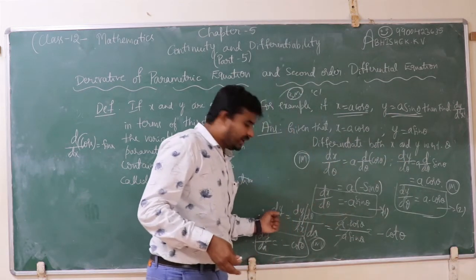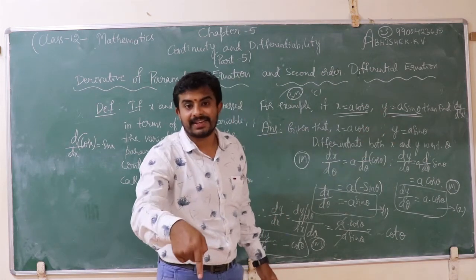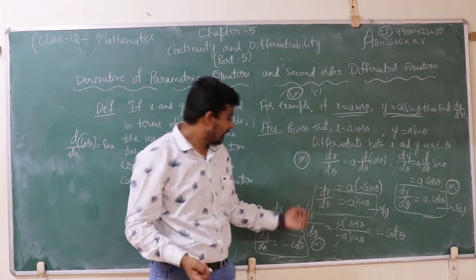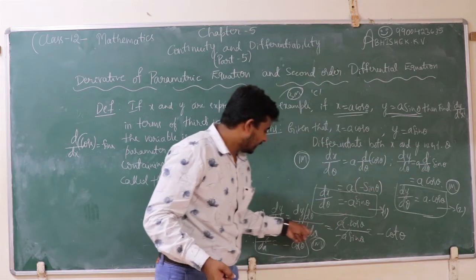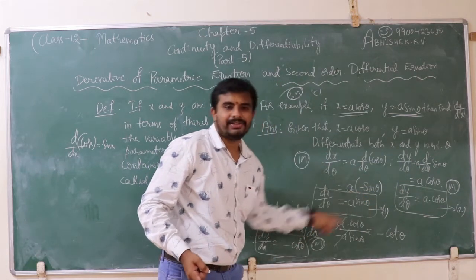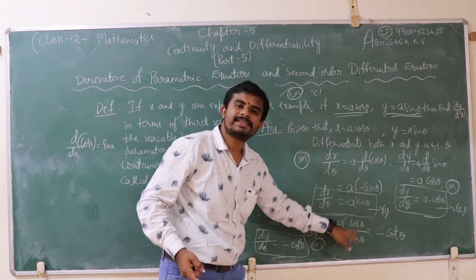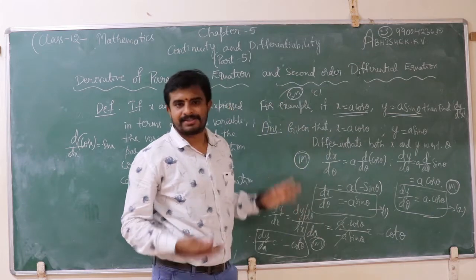And finally we need to apply the formula. What is the formula for dy by dx in a parametric equation? dy by d theta divided by dx by d theta. We are already getting dy by d theta as a into cos theta, and dx by d theta is minus a into sin theta. A will cancel. Plus by minus is minus, cos theta by sin theta, minus cot theta. So this is the answer. So this is for 3 marks. Please note down.